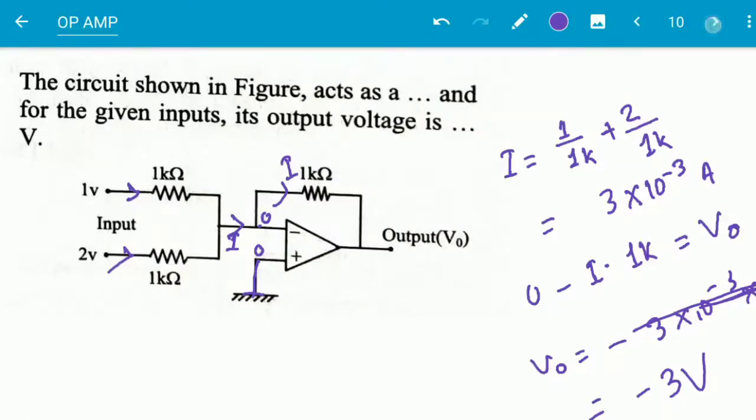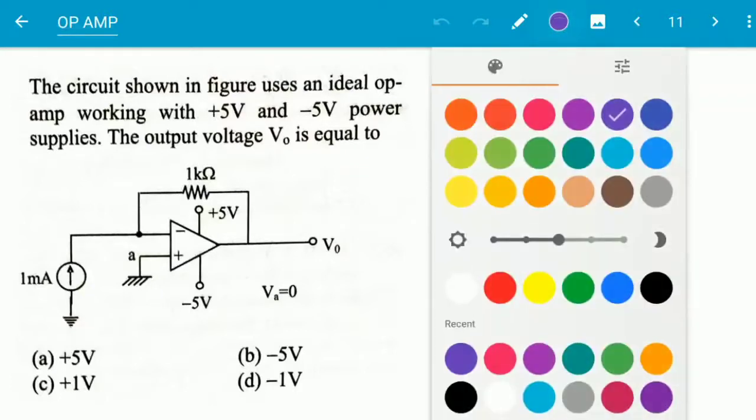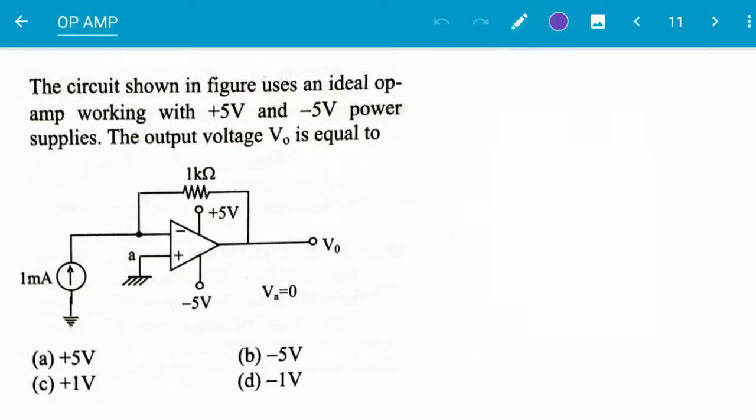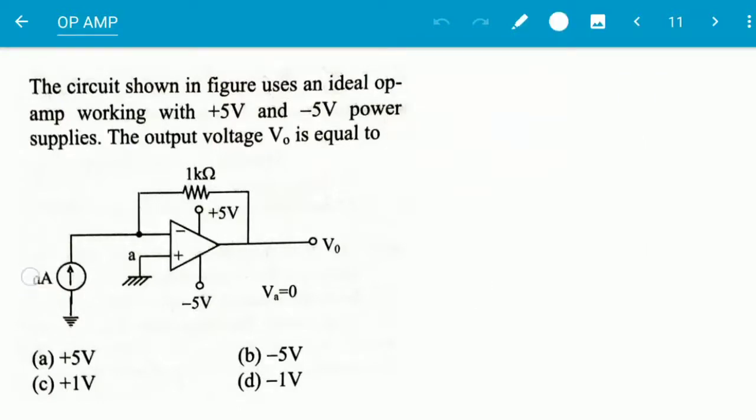Next question is, the circuit shown in the figure uses an ideal op-amp working with plus 5 volt and minus 5 volt power supplies. The output voltage V0 is equal to... I want to make one modification so that we are going to get something different.